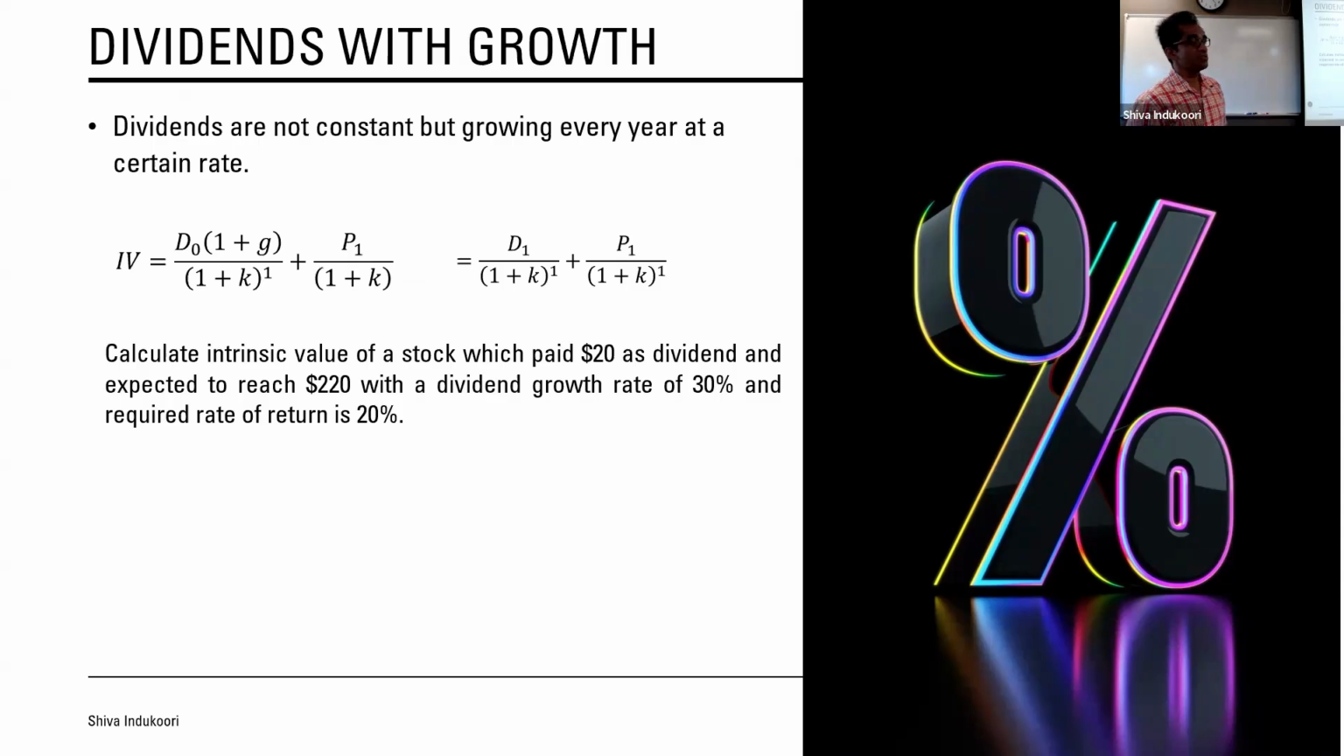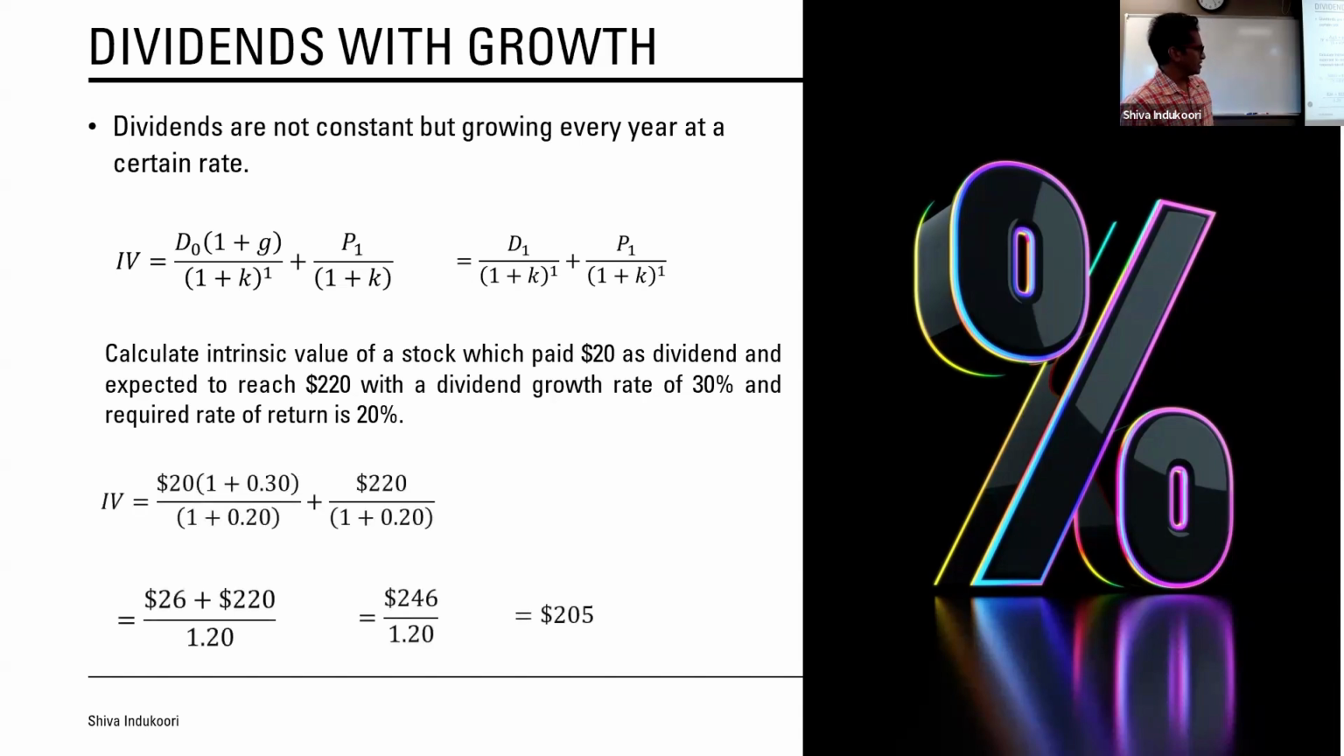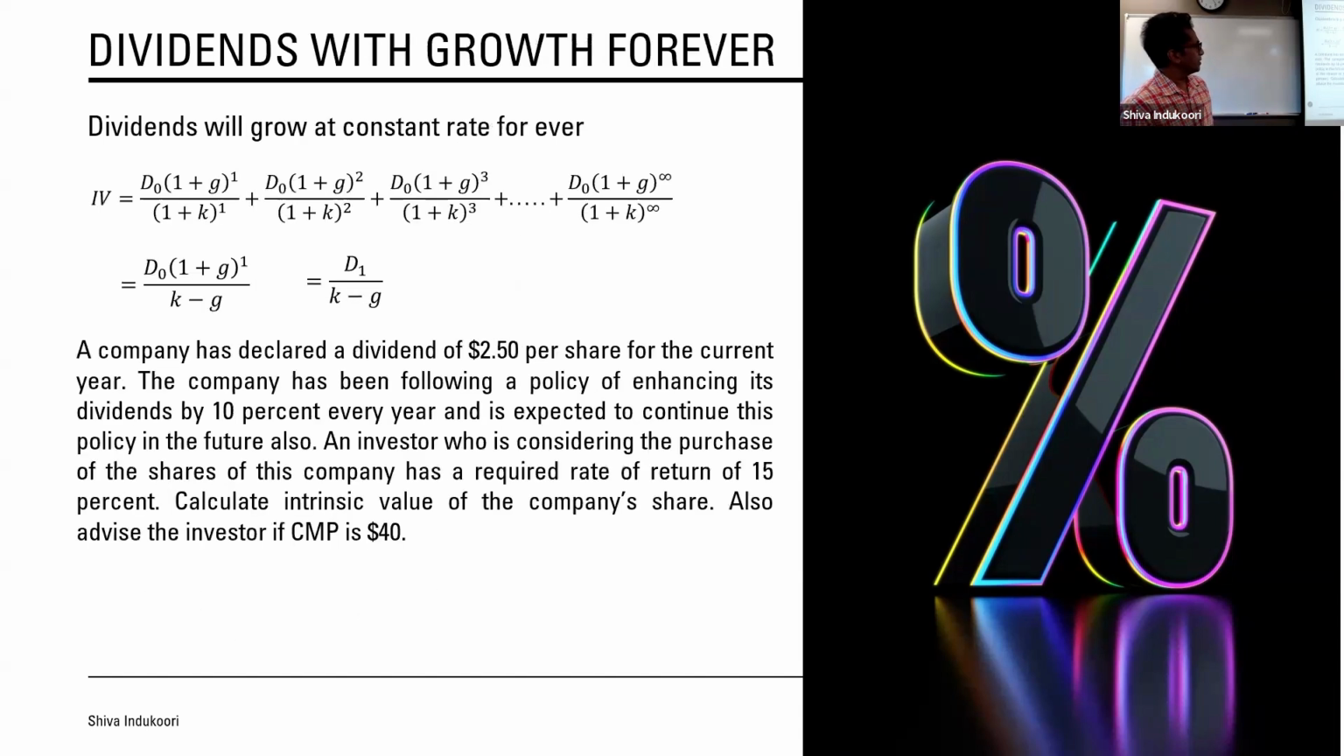And I also have dividends with growth. Dividends are not the same, they're changing. Means increasing, positive change, increasing. If that is the case, you have a formula for 1 year. I have an example here. And growth for multiple years, forever. Again, this is the simple one. So no growth, D by K. With growth, D by K minus G. These are the simplest formulas to remember.